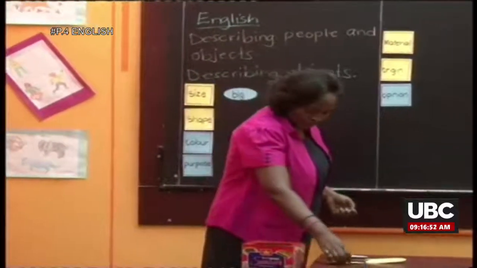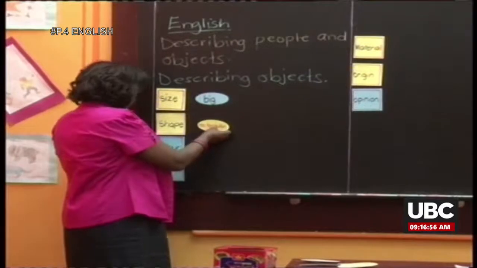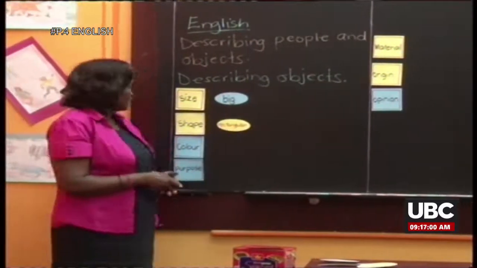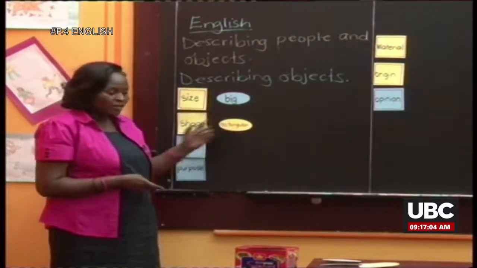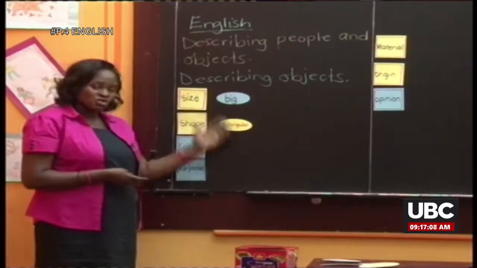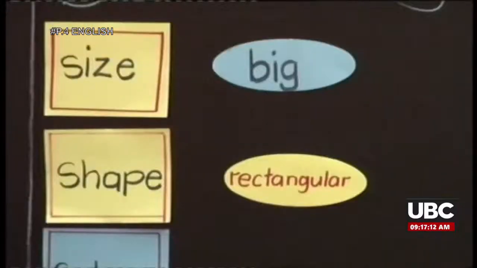We have also another small word here, which we are going to look at, that is rectangular. Rectangular shape. We are going to look at this one here, so that we can learn how to spell them, how to write them, and then we know how to describe objects looking at the shape.